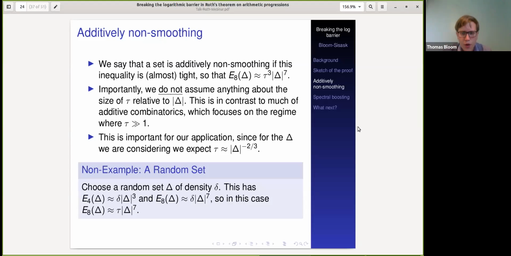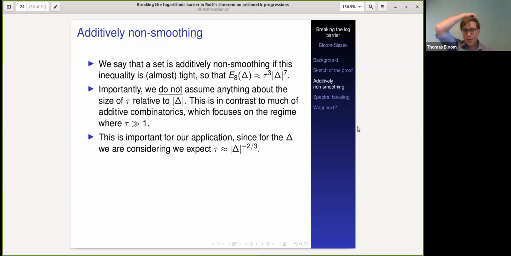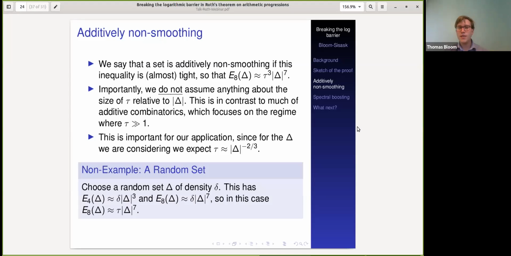Okay. So this is the definition of additive non-smoothing. E8 of delta is roughly tau cubed times delta to the 7. I'm going to demonstrate this with a couple of examples. First of all, and even more important, a non-example, because you might be asking, is every set additively non-smoothing? The answer is no. In particular, a random set is not additively non-smoothing. This is really good, because if we hope to prove a structural result about additively non-smoothing sets, I certainly shouldn't be claiming that I'm proving a structural result about random sets. That should set off alarm bells. So it's good that random sets are not additively non-smoothing.